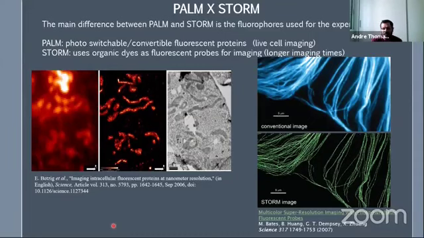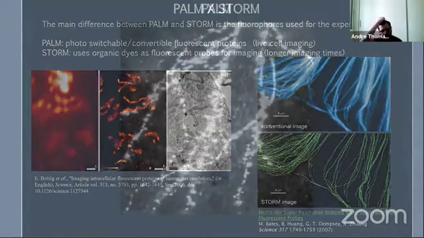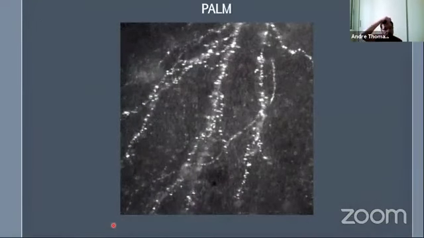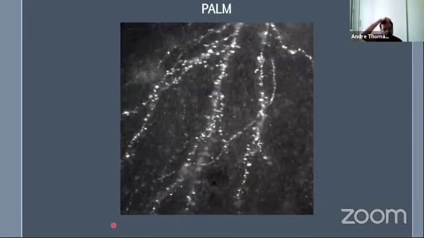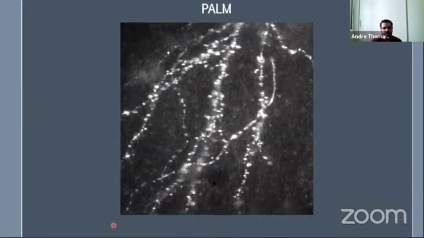The difference between these two: they are the same type of microscopy, but PALM is done with photoswitchable fluorescent proteins, and STORM is done with organic dyes. That's the only difference. Okay, so here I have a movie of me doing PALM microscopy in neural cells.